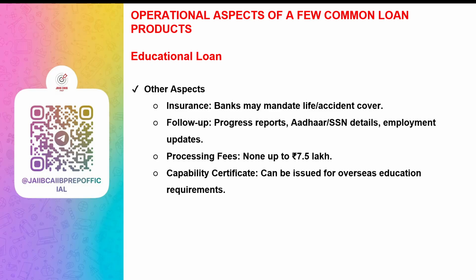Insurance. The bank may require a life insurance, credit life or personal accident policy for the student. The bank should regularly get progress reports from the college or university. For foreign students, social security number details, Aadhaar, employment updates must be recorded. Aadhaar number should be noted once available. Student must submit job details after completing the course. No processing fees or upfront fees are required for loans up to 7.5 lakh rupees, and for loans above 7.5 lakhs, the bank can decide.